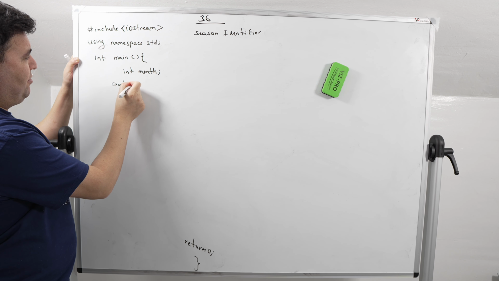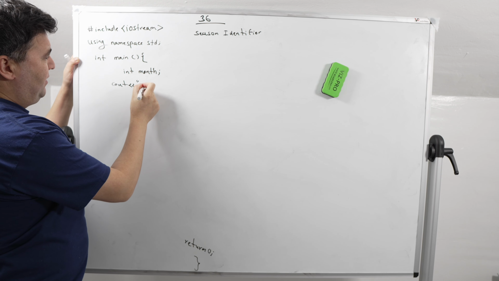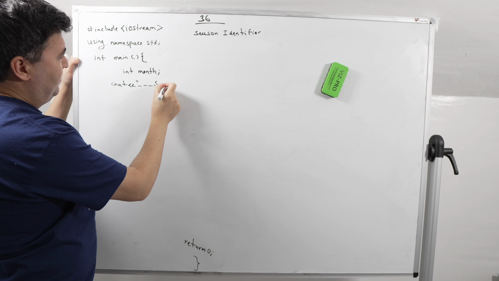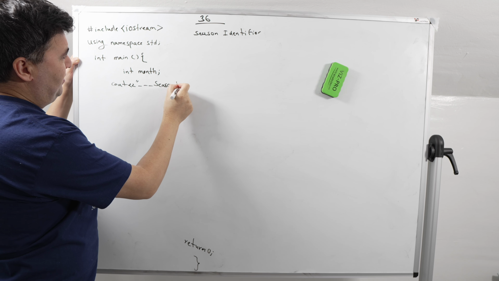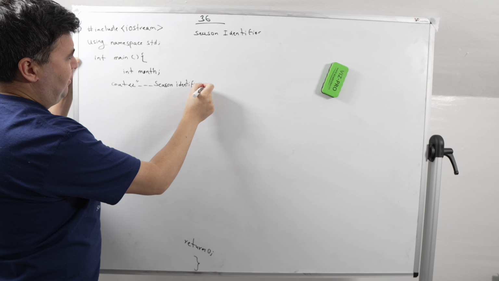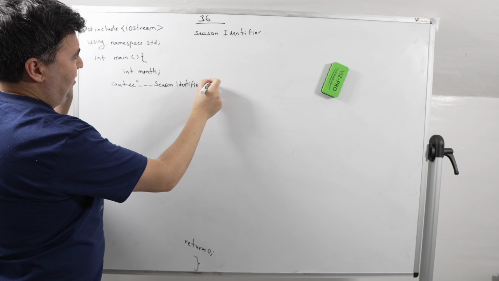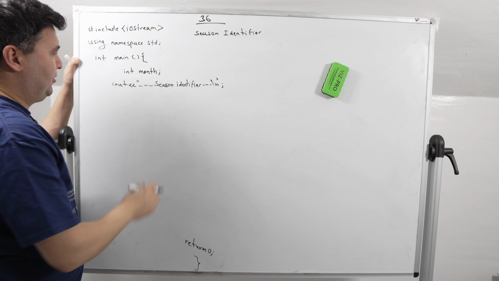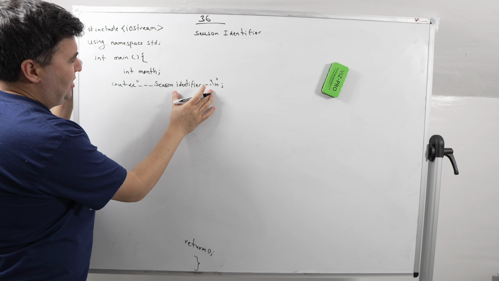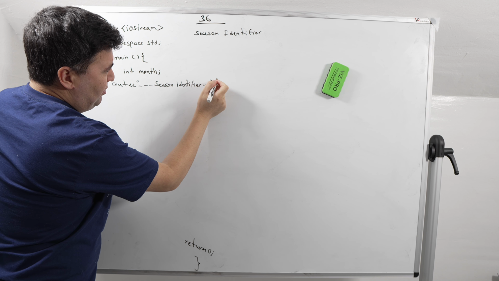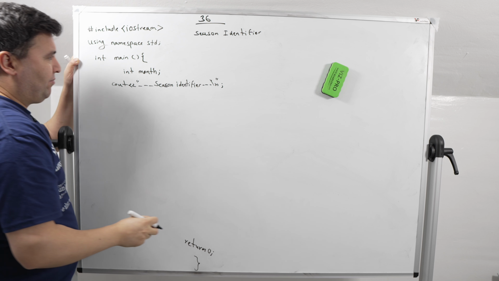And now I can cout here, and it says season identifier. So this program is a season identifier program, and then \n new line and semicolon. So we put our string always inside double quotation. Double quotation is opened here, and double quotation is closed here.